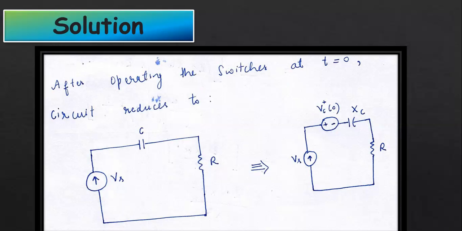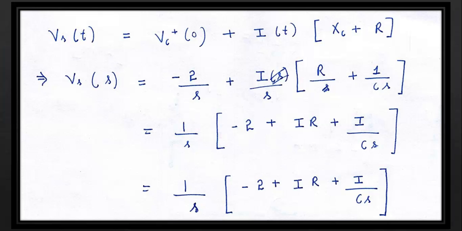Now we simply write the circuit equations. Voltage Vs(t) will be equal to voltage Vc plus 0 plus current I into the total impedance, that is R plus Xc. Now we transform it into Laplace transform. That will be equal to, as shown, Vs is equal to minus 2 by s plus I by s into bracket R plus 1 by Cs.